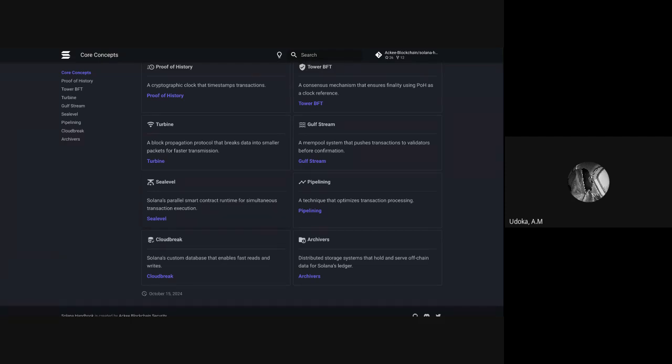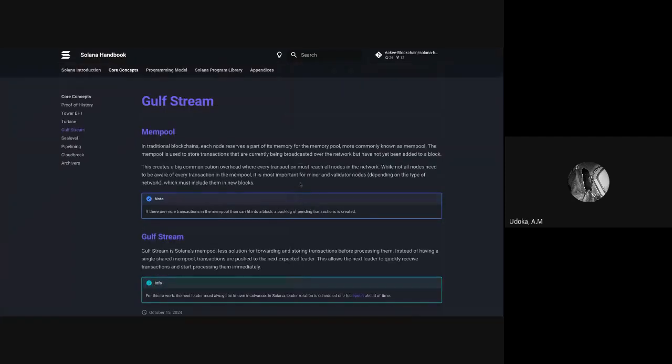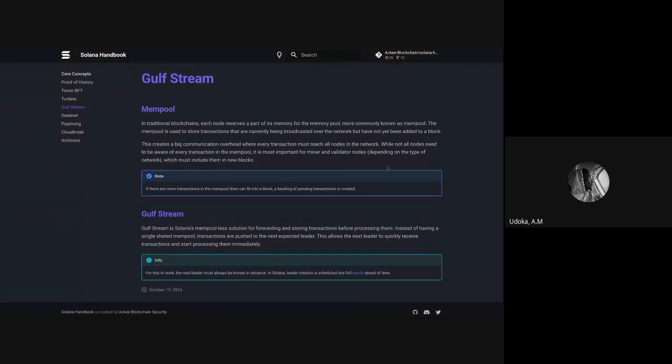So first, Gulfstream. What is Gulfstream? Okay, so Gulfstream basically functions like the mempool. So what is a mempool? In Ethereum, basically, let me explain this.